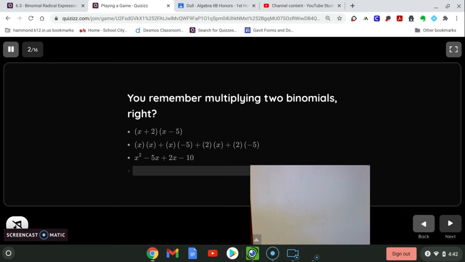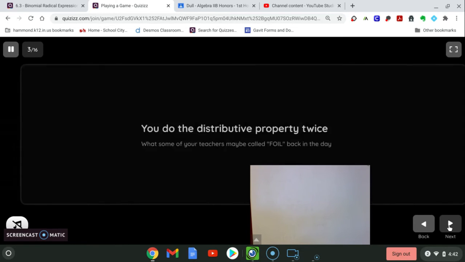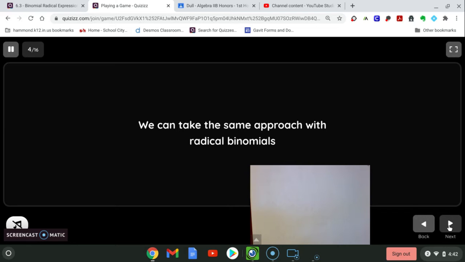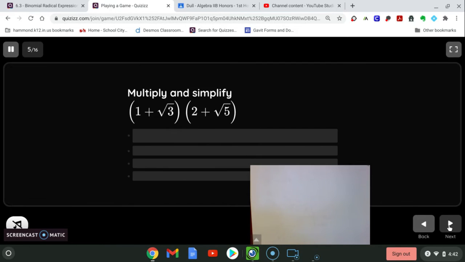We go ahead and simplify those products, x squared minus 5x plus 2x minus 10. And we have two like terms, negative 5x plus 2x. So out of our four partial products, two of them were like terms. So we combine those together, x squared minus 3x minus 10. So you remember doing the distributive property twice, what some of your teachers in Algebra 1 or middle school might have called FOIL. So if we deal with radical binomials, we're actually going to take the same approach.